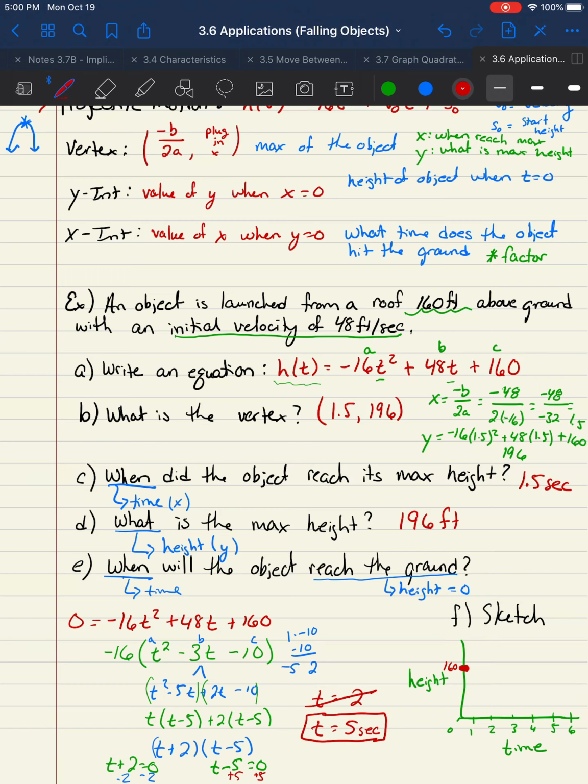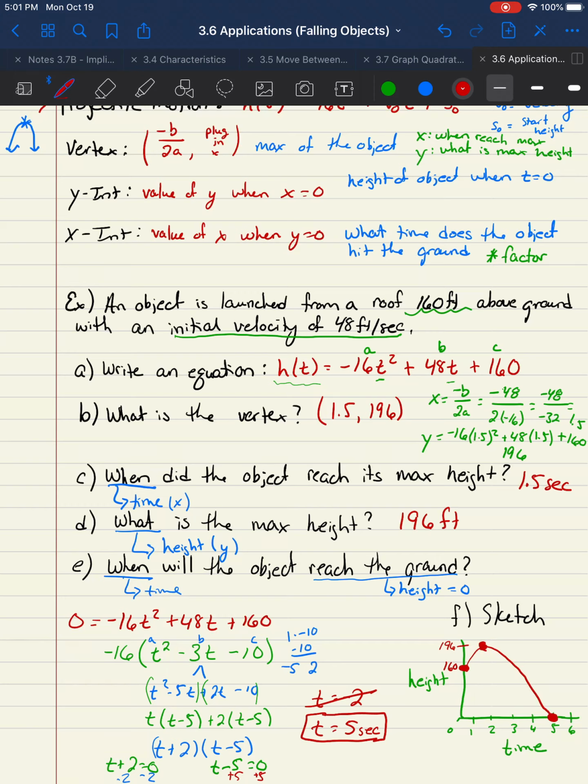Okay, so to make our sketch, we're just going to pull the information that we have. When time was 0, what was our height? Where did we start at? In this case, we started at 160 feet. So at time 0, I'm going to put a dot at 160 feet. Then we have a vertex of 1.5, 196.